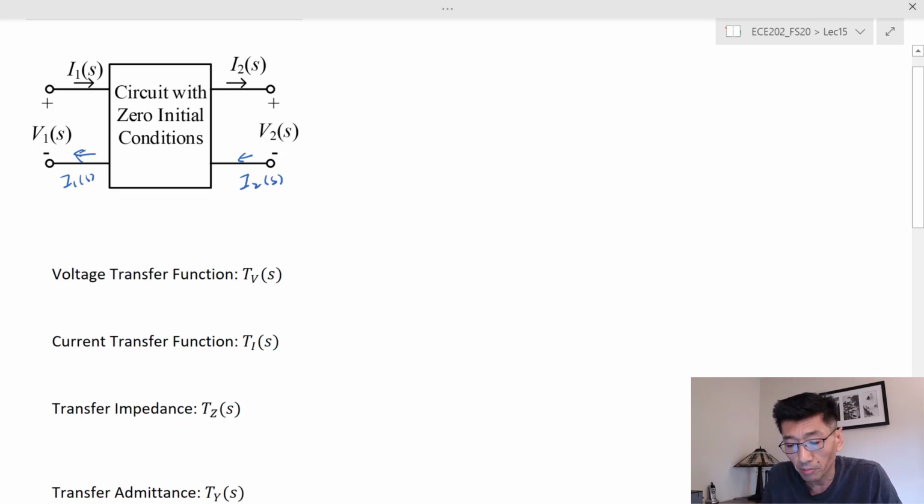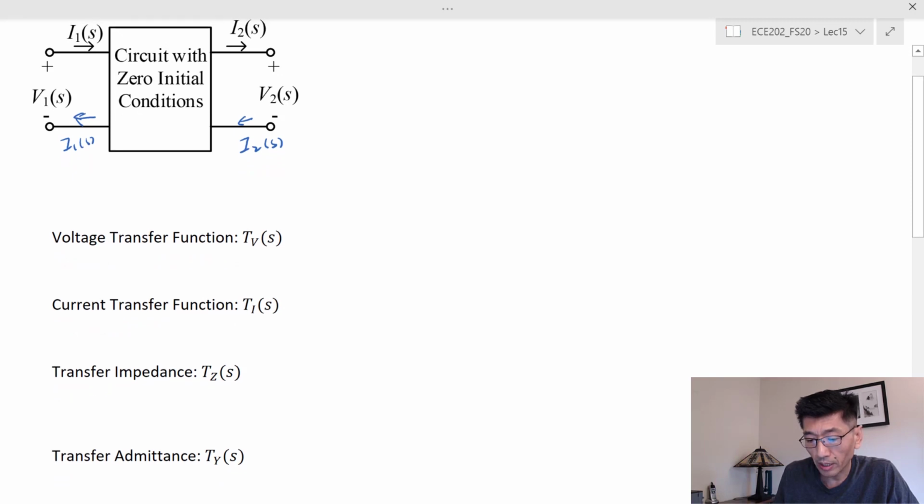the independent variable could be voltage or current, V1 and I sub 1, and the output or the response could be current or voltage, depending on what quantity you are most interested in in your system, right? So let's see, there are four different types of network functions. In this case, we call them transfer functions.